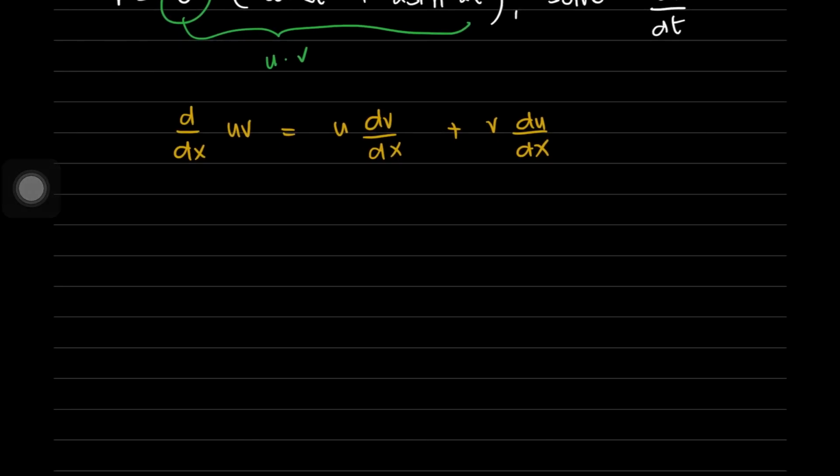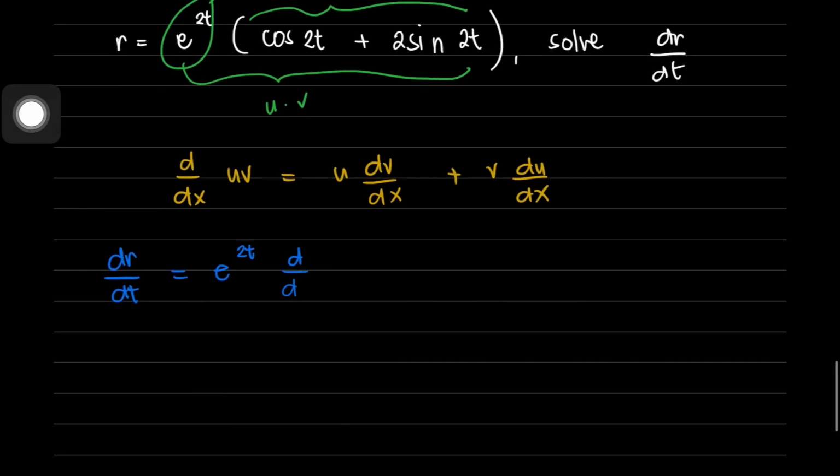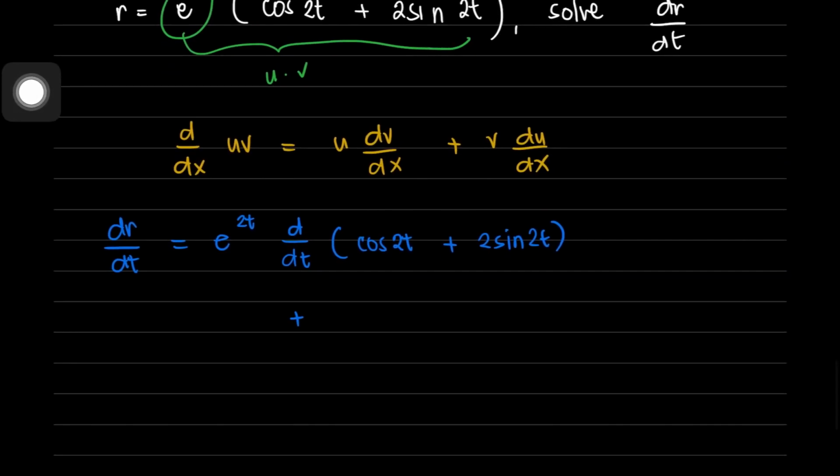If we apply this to solve for dr over dt, this is equal to e raised to 2t, because our u in here is e raised to 2t, multiplied by the derivative with respect to t of cosine of 2t plus 2 sine of 2t, plus v multiplied by the derivative of u, so this would be cosine of 2t plus 2 sine of 2t multiplied by the derivative with respect to t of e raised to 2t.